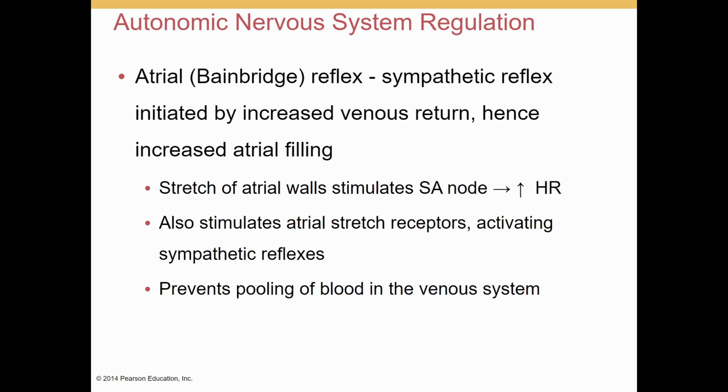Autonomic nervous system regulation also includes the atrial or Bainbridge reflex, and this is a sympathetic reflex initiated by increased venous return, and that's going to cause increased atrial filling. Increased atrial filling is going to stretch the walls of the atria, which stimulates the SA node, leading to increased heart rate. It also stimulates atrial stretch receptors, activating sympathetic reflexes, and this prevents pooling of blood in the venous system.